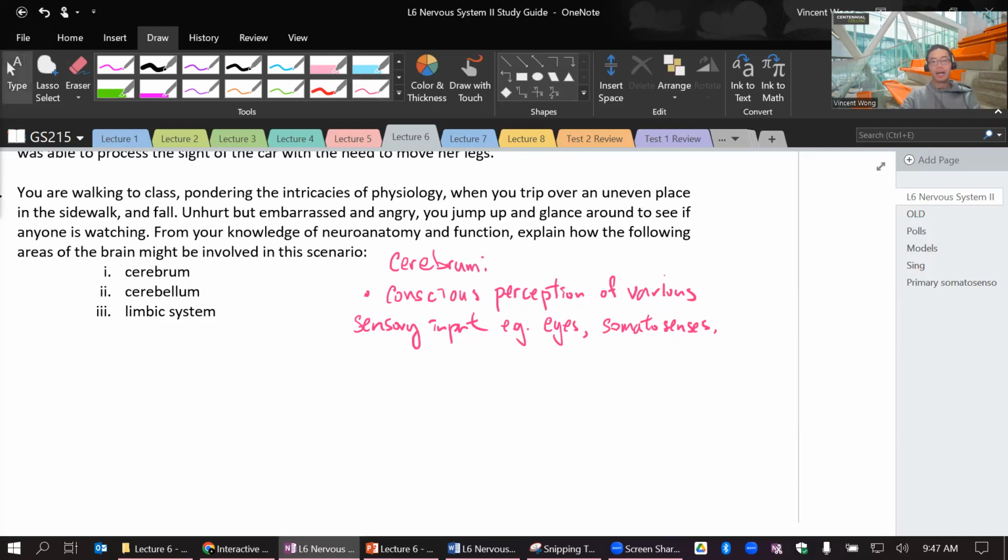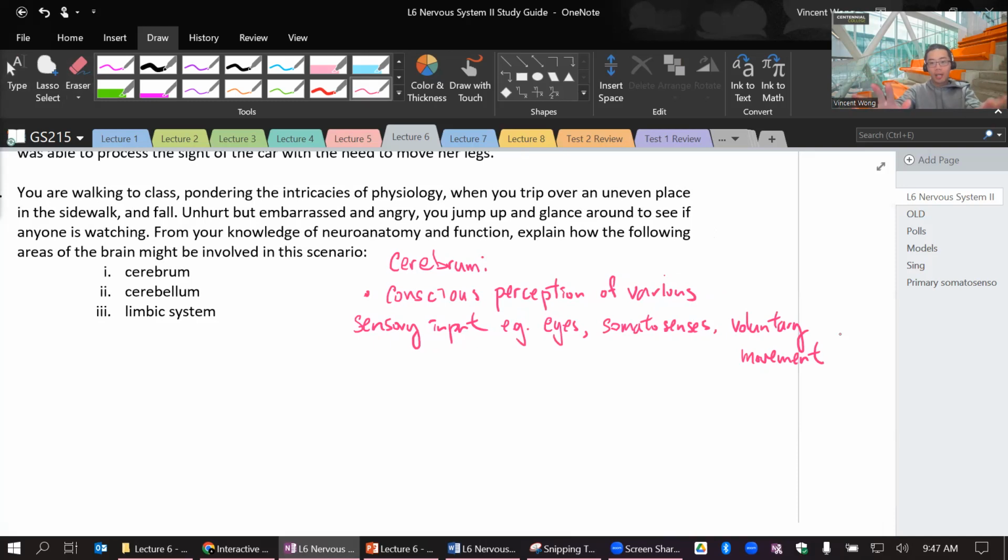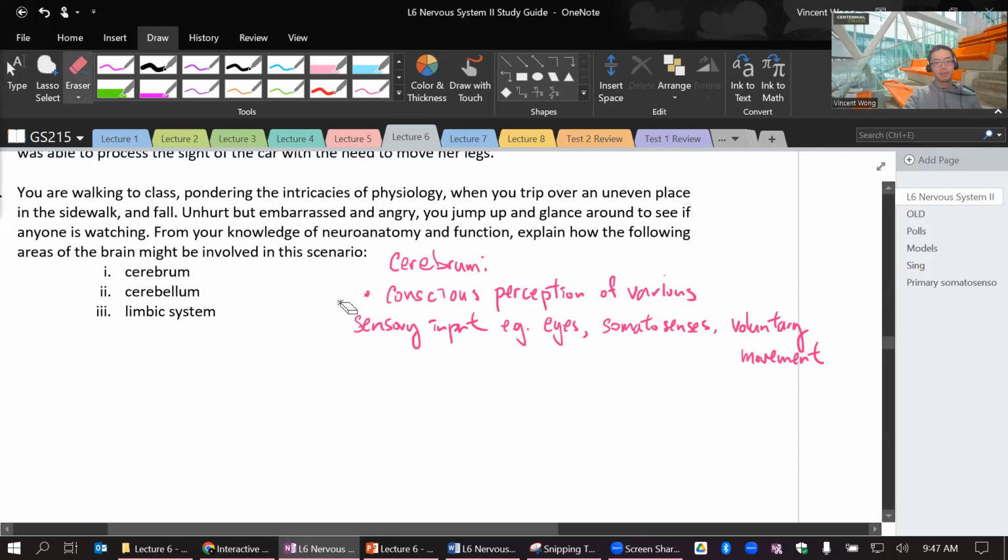And voluntary movement is important, right? Because now you're falling. It's imminent that you're going to hit the floor, so your hand might stick out and try to protect yourself, so that you're not actually going to hit your face.